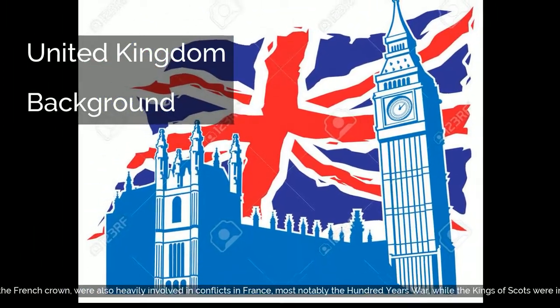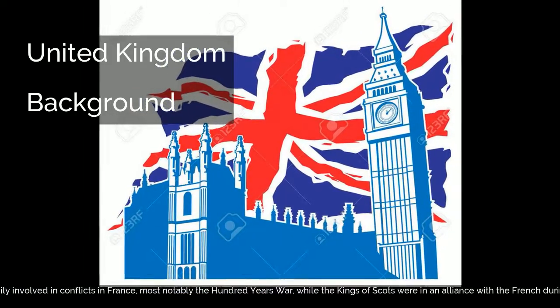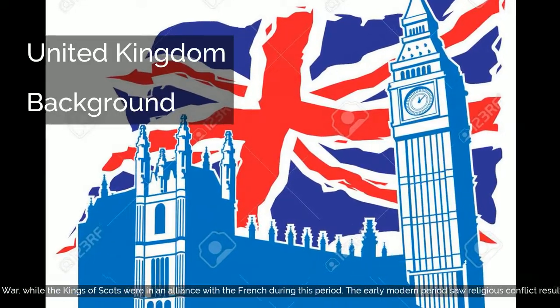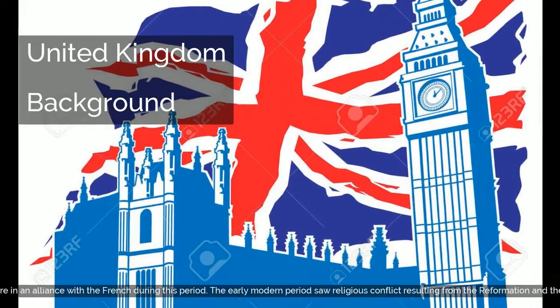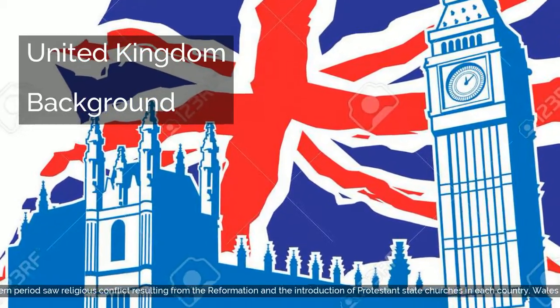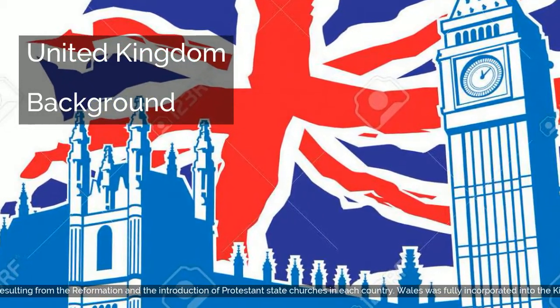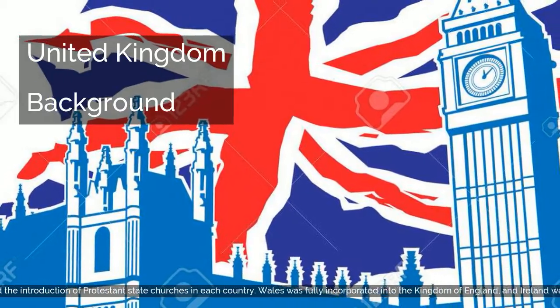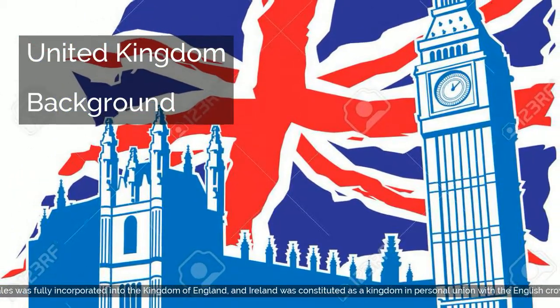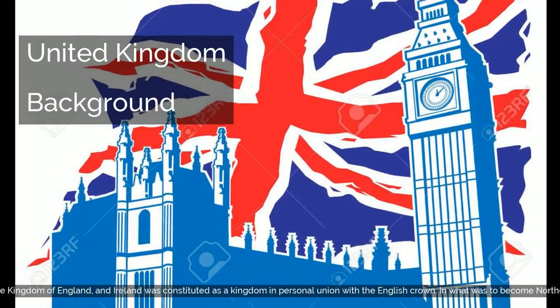The early modern period saw religious conflict resulting from the Reformation and the introduction of Protestant state churches in each country. Wales was fully incorporated into the Kingdom of England, and Ireland was constituted as a kingdom in personal union with the English crown. In what was to become Northern Ireland, the lands of the independent Catholic Gaelic nobility were confiscated and given to Protestant settlers from England and Scotland.